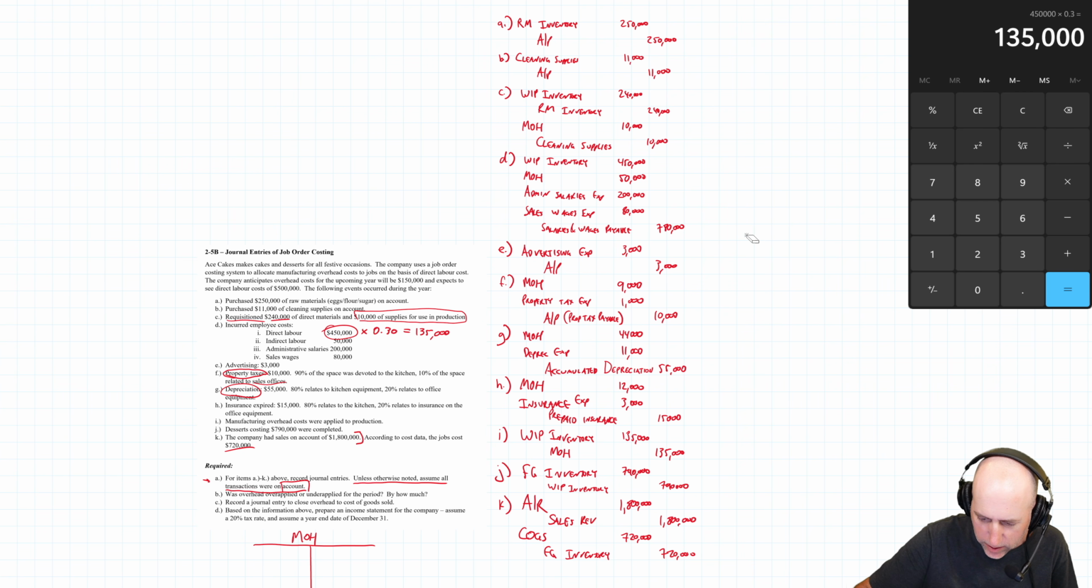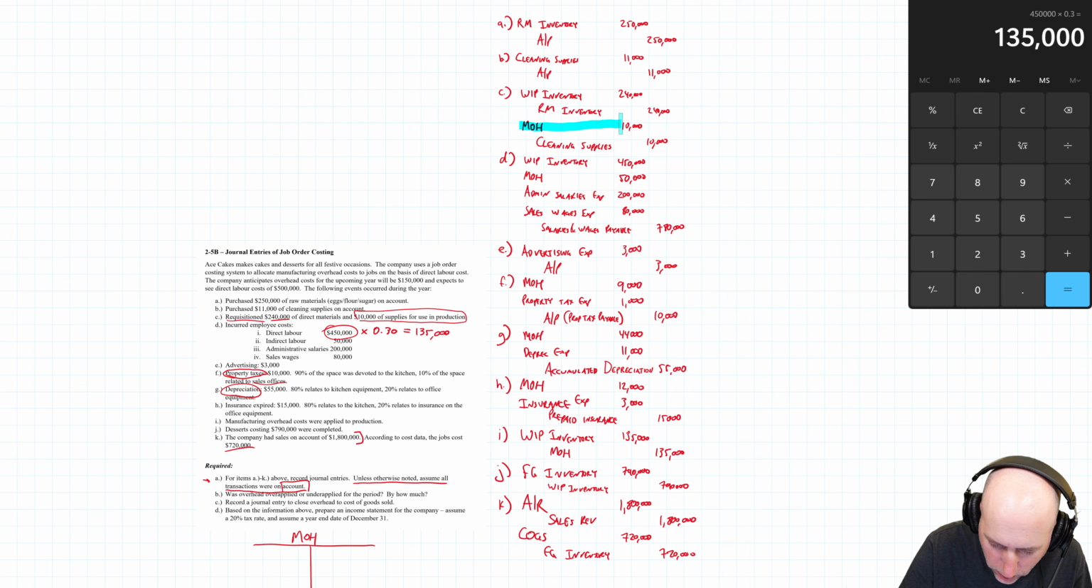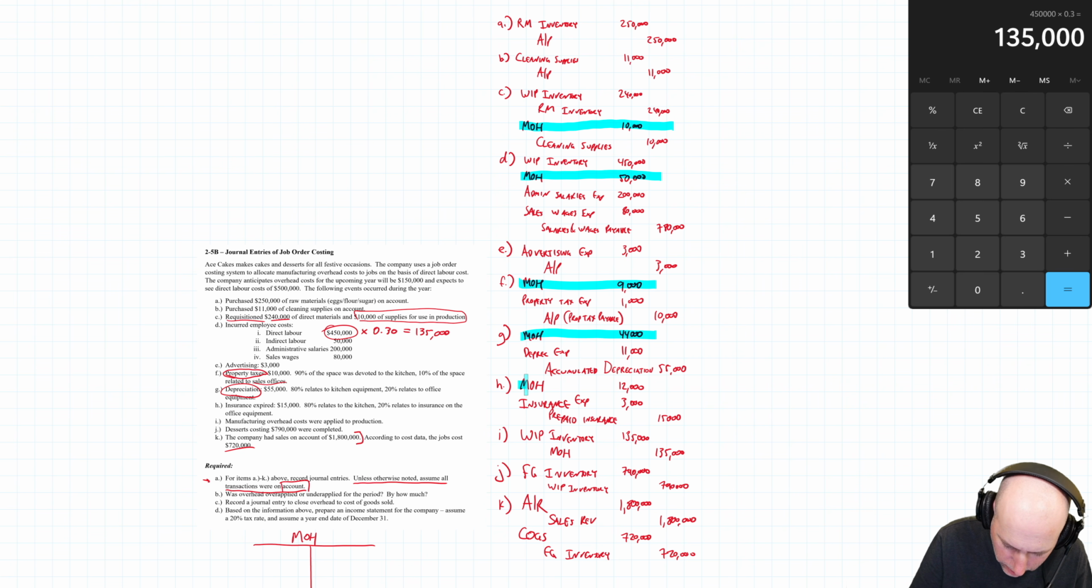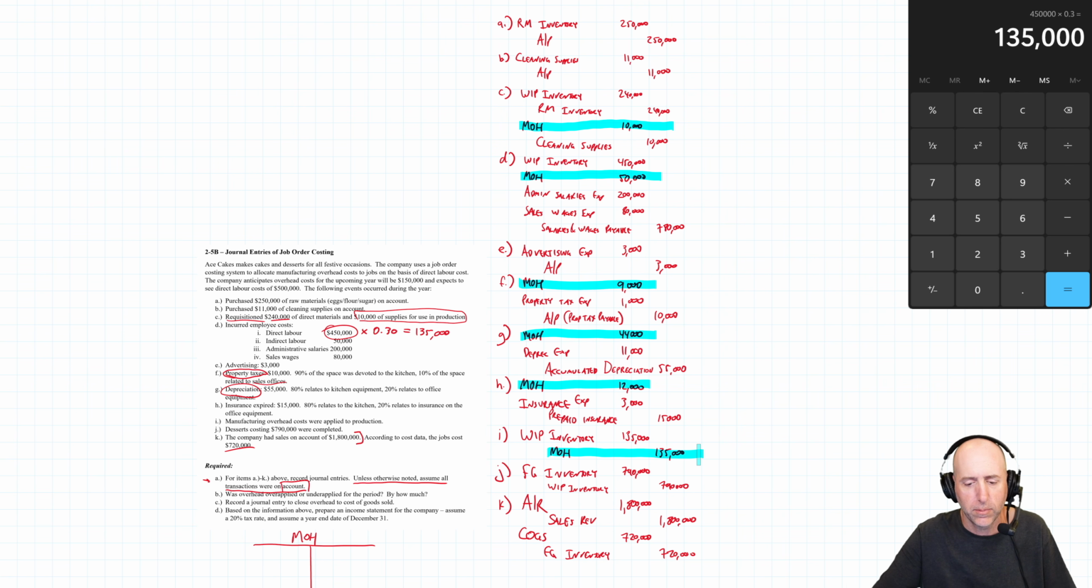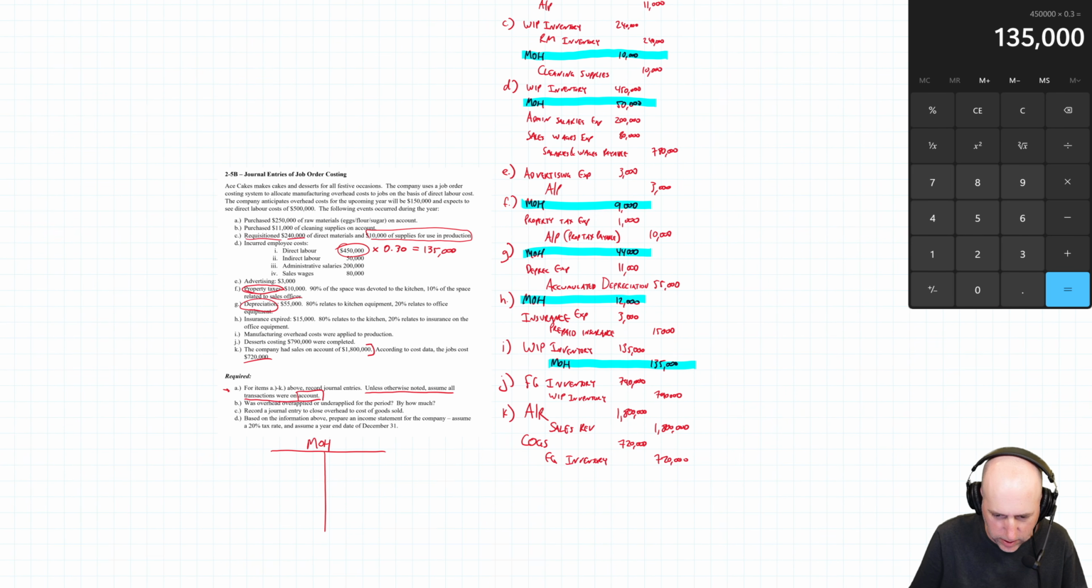Is this too big? Oh, that's perfect. I picked the perfect size highlighter. I'm on today. So anytime I have MOH, I'm just going to highlight it. There's MOH there. There's MOH there. Overhead there. There. And there. I think that's all of my overheads. Let's put these all into the T account and discuss what we see.